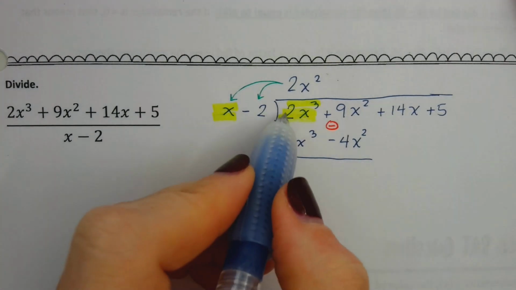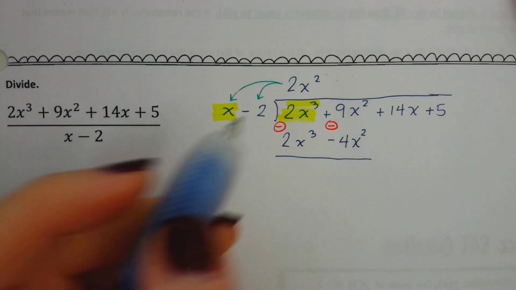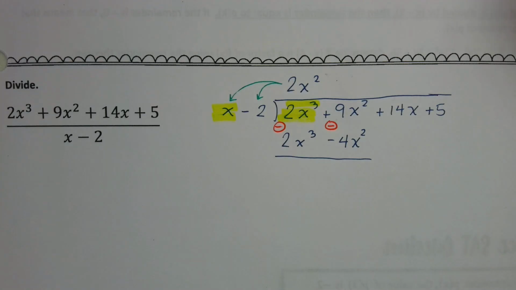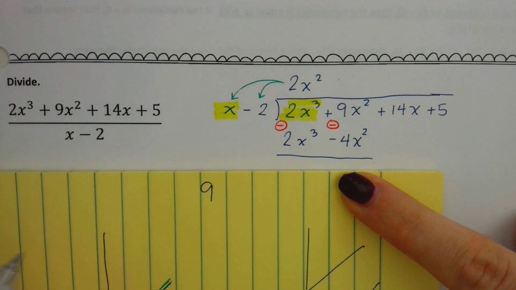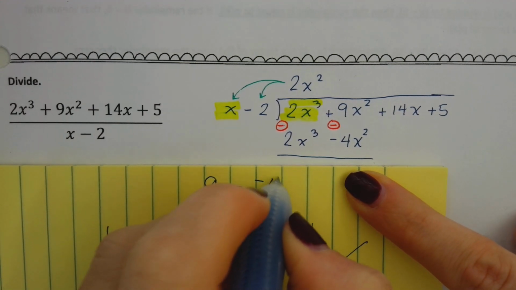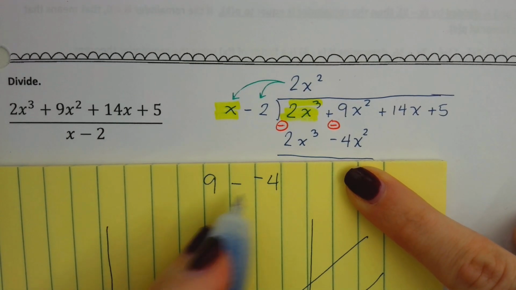First row, 2x cubed minus 2x cubed. 0, cancels, right. And then we have 9x squared. I'm going to write it down. 9x squared minus negative 4x squared. What is 9 minus negative 4? 13, right.